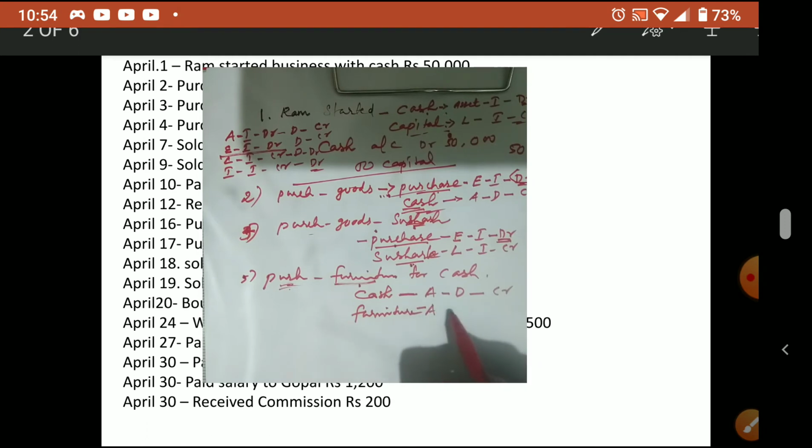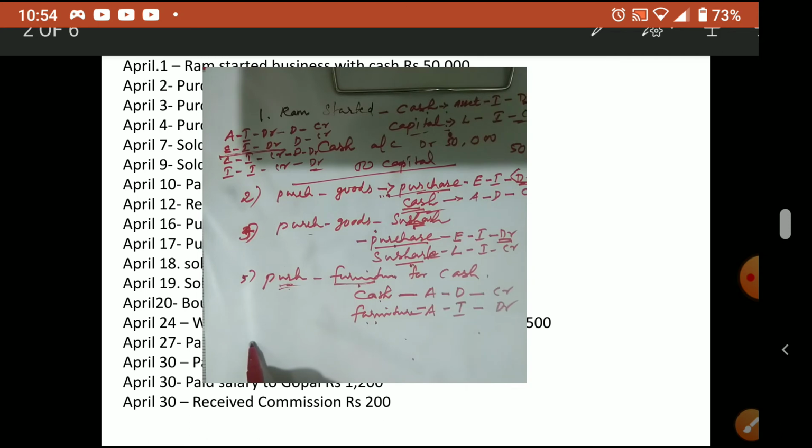Furniture is also an asset, but furniture is increased. New furniture has come into the business. Asset increase means debit. So furniture account debtor to cash. Furniture will be in the first line, second we have to write to cash. Okay, so next one is sold goods for cash.